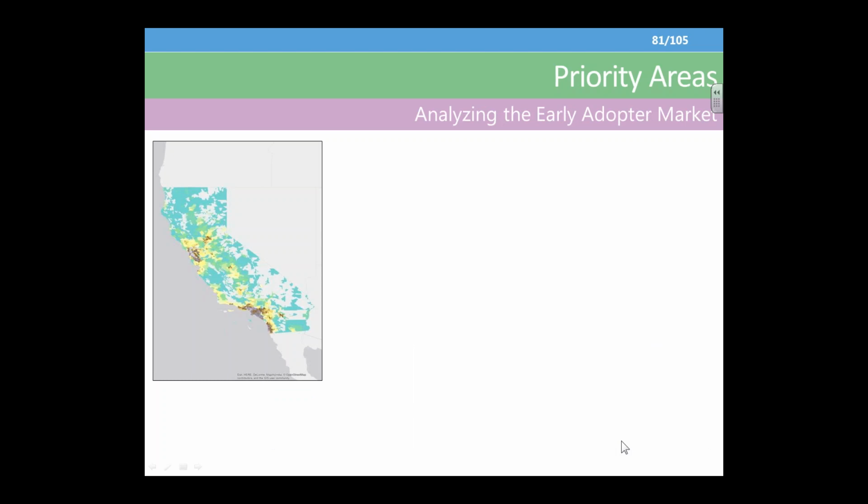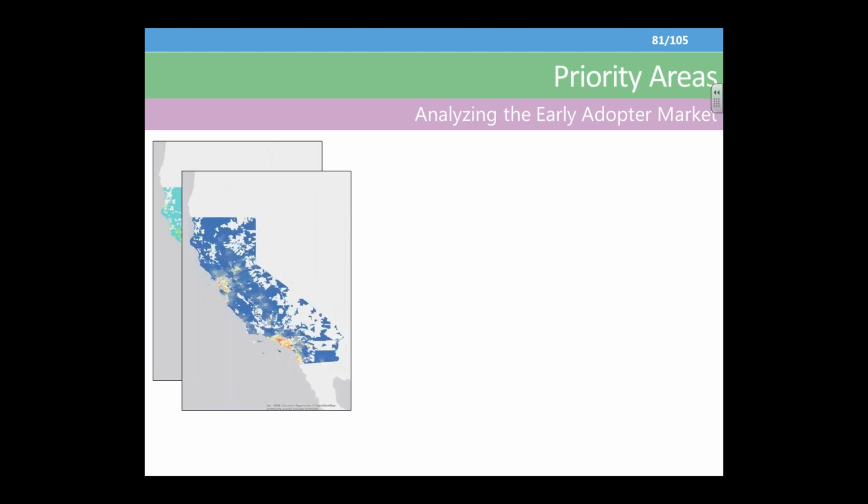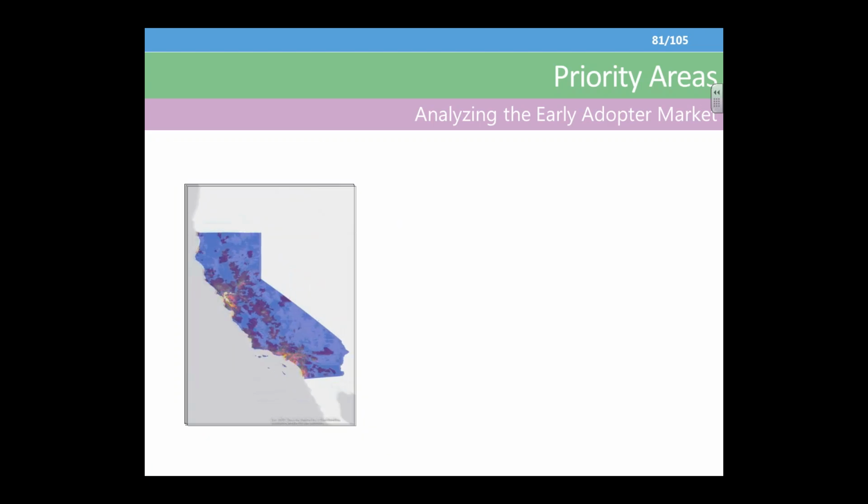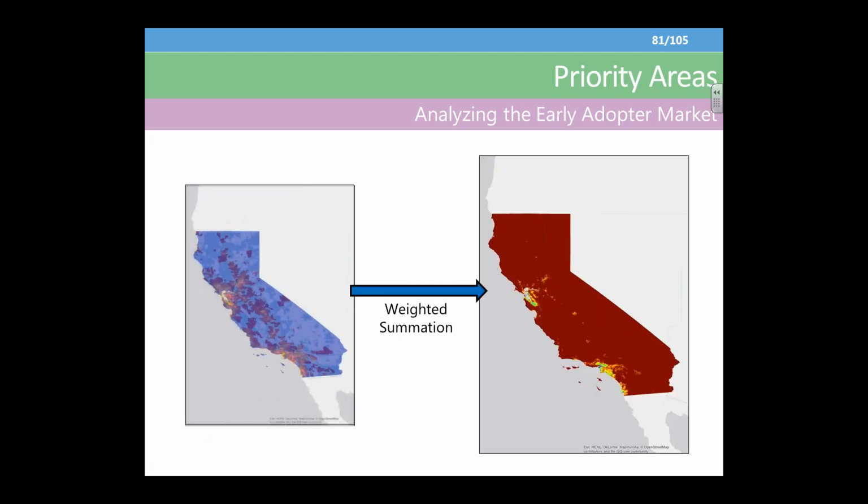So if you were at the CEC's PON workshop in August, you've seen this slide before, but essentially we overlay all these different factors that we consider important to identifying the early adopter market. We take a weighted summation of them, and that gives us our full market assessment across the state.